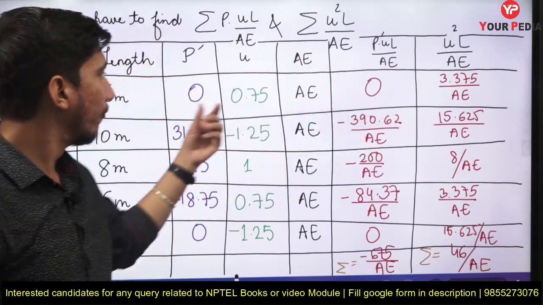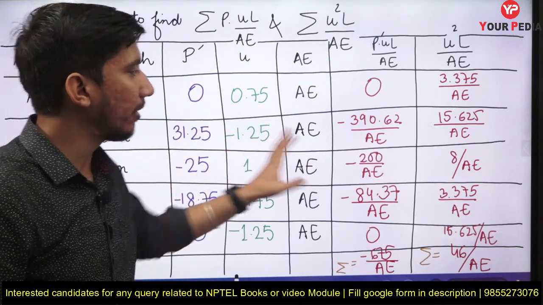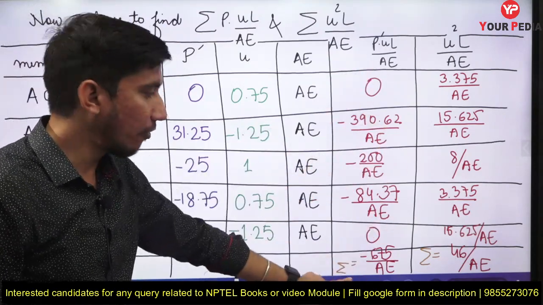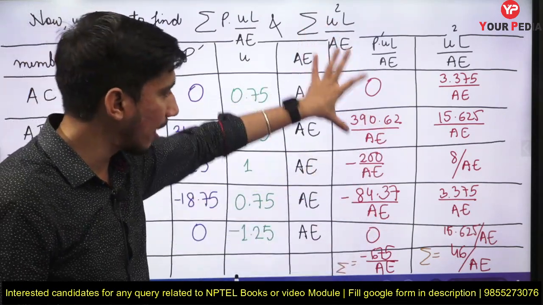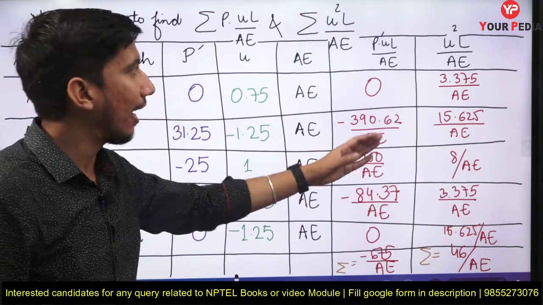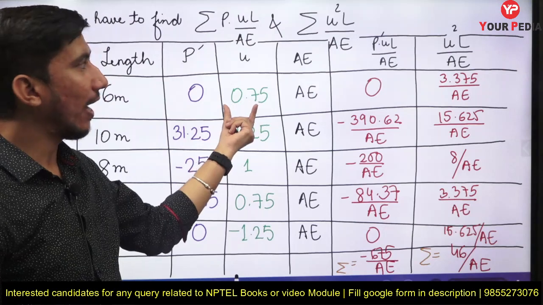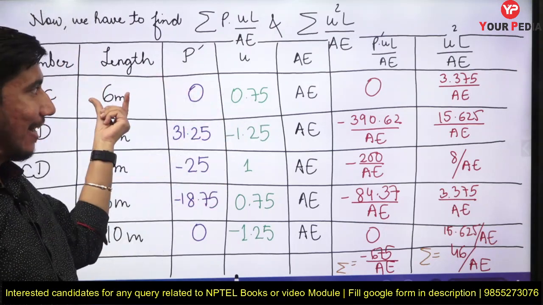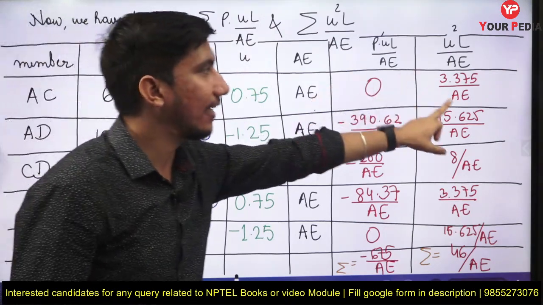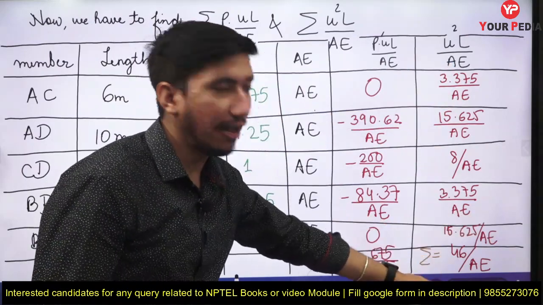I get 0 value for this member, this value for this member. I have done this, and then I have found the summation. What is the sum for each and every member? Again, I have found U square L upon AE: I took U, squared it, then multiplied with length and divided by AE, and I get this. And for all members, I have found the summation.